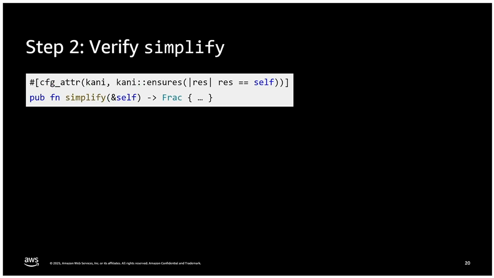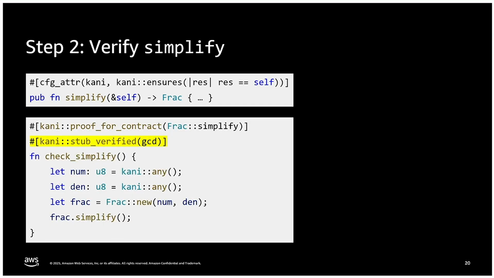Once we've verified GCD, now for the main function that we wanted to prove, which is the simplify method of fractions, we can write another harness that says proof for contract fraction simplify. Here, what you see highlighted in yellow is that we're going to stub the GCD function with the contract that we just proved for it. The harness, again, is pretty simple here. It just instantiates the input parameters with non-deterministic values, calls the simplify function, and that would verify the contract holds.